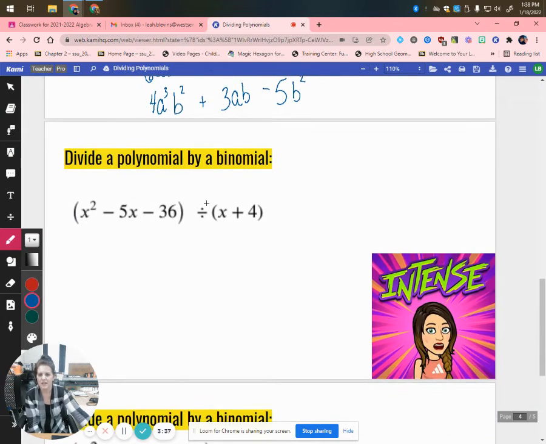All right, so now we've got to get things a little more intense. We're going to divide a polynomial by a binomial. And the way that we do this, we're going to use long division.